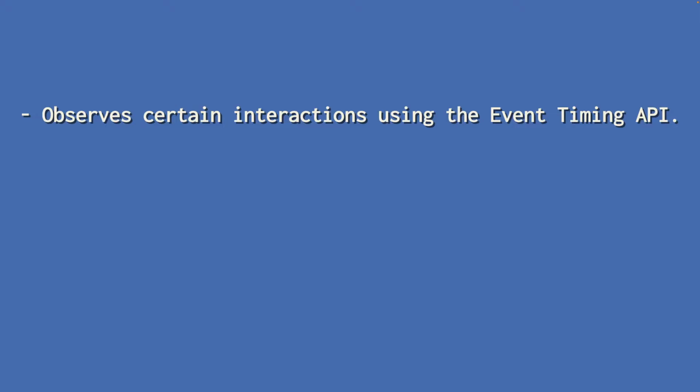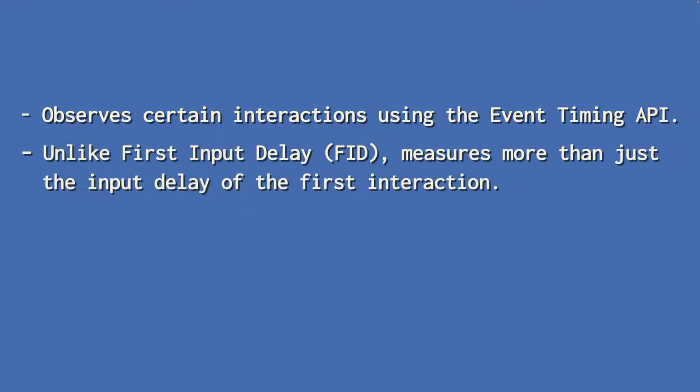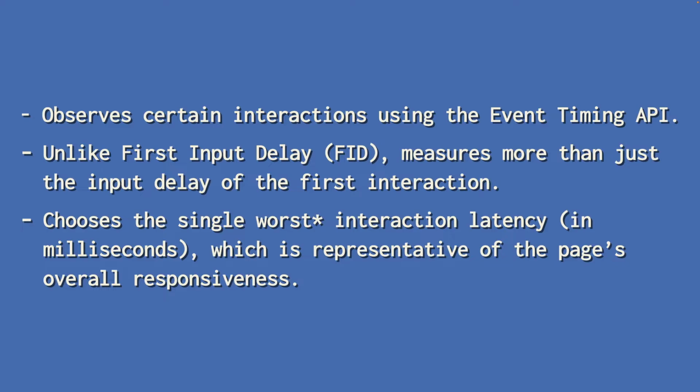INP is a metric that observes certain interactions using the Event Timing API. This API receives an entry every time the user interacts with the page, and contains timings for those interactions. Unlike First Input Delay, INP measures more than just the input delay of the first interaction. If you don't know what an input delay is, don't worry, we'll get there. And finally, it chooses the single worst interaction, or close to it, which is intended to represent the page's overall interaction latency. It's a bit more complicated than this, so more on this in a bit.